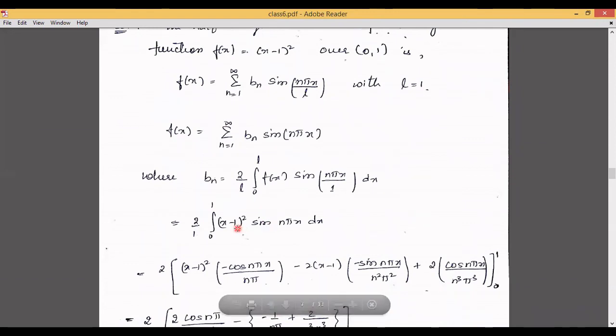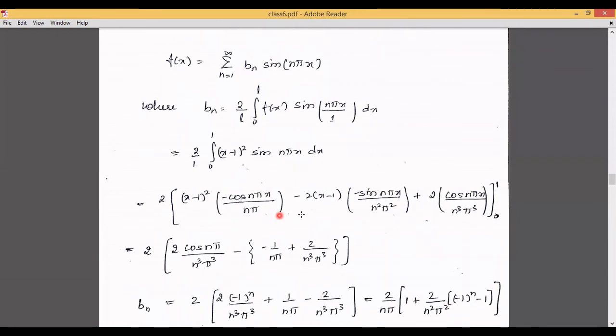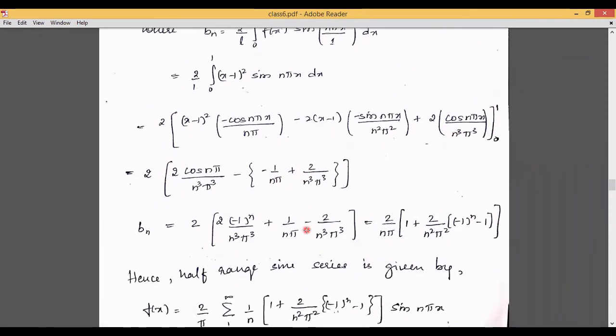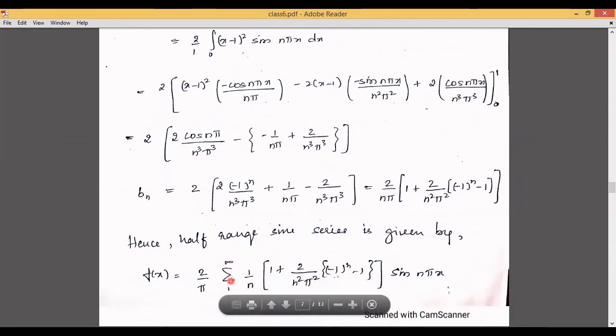And for this, again, you need to use Bernoulli's rule of integration by parts. So this is how it looks like. This one you should take for differentiation and this one for integration. Then you should go on integrating using Bernoulli's rule of integration by parts. After using upper limit and lower limit, you will get this, and this is how you need to simplify. After getting the value of Bn, finally you need to substitute it in the half range sine series. This is all about today's class, guys.